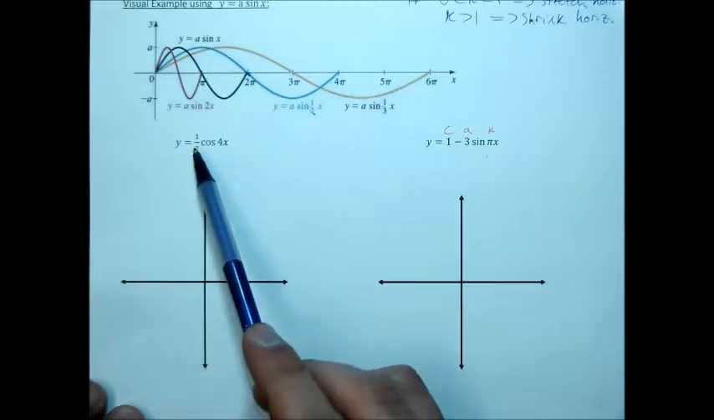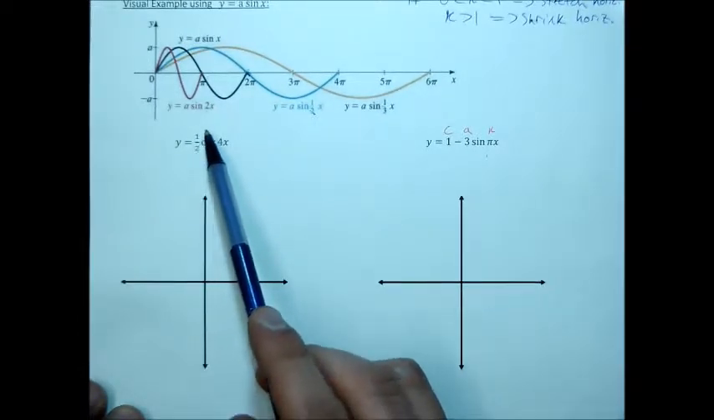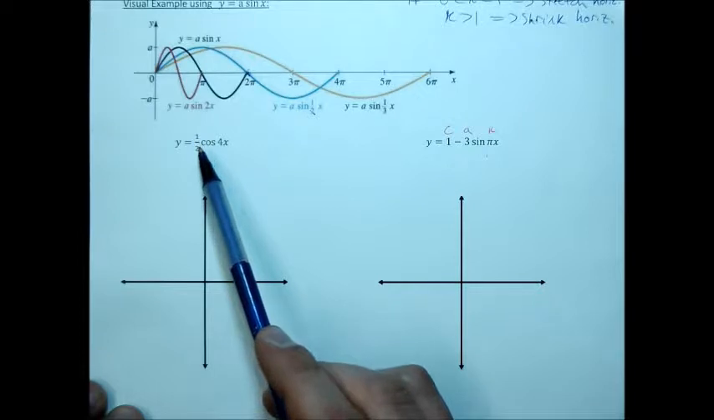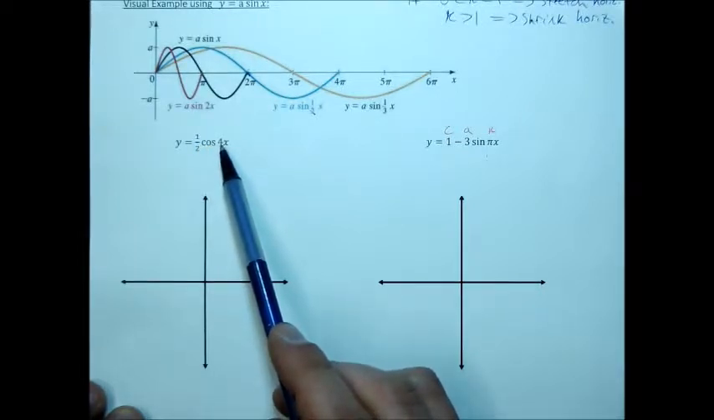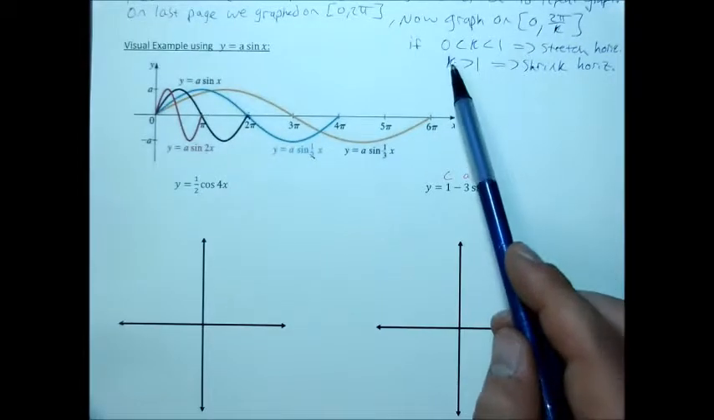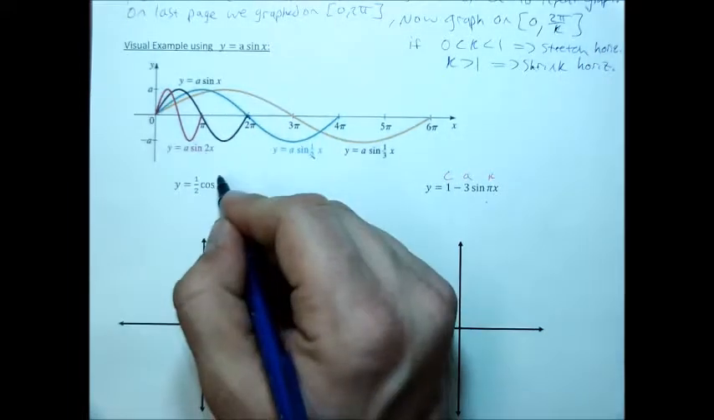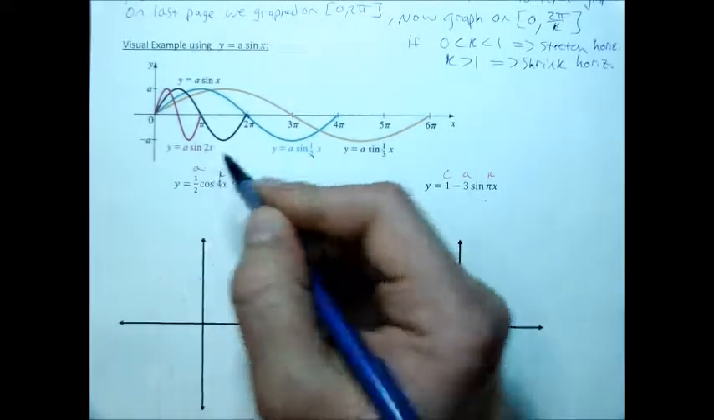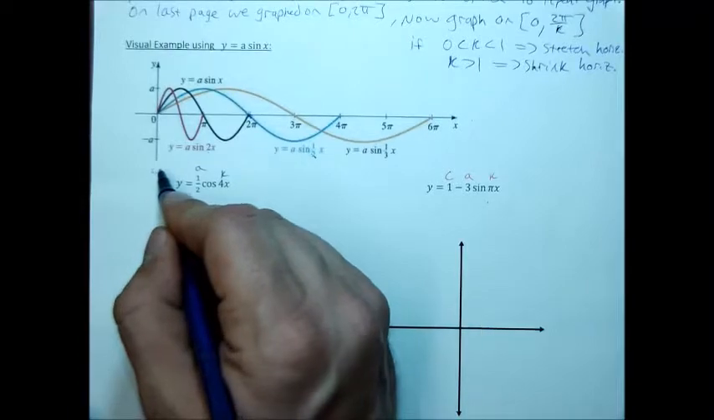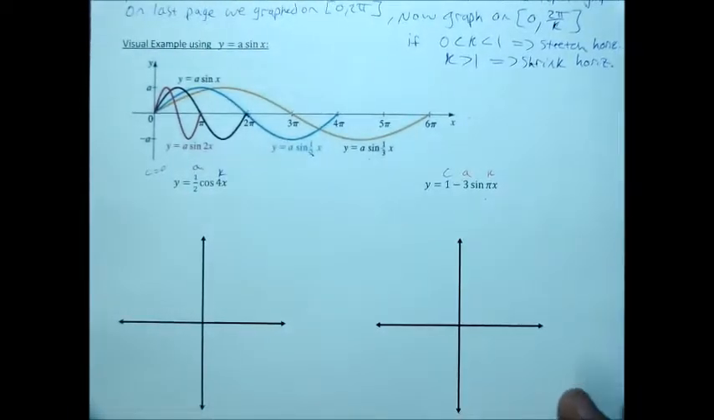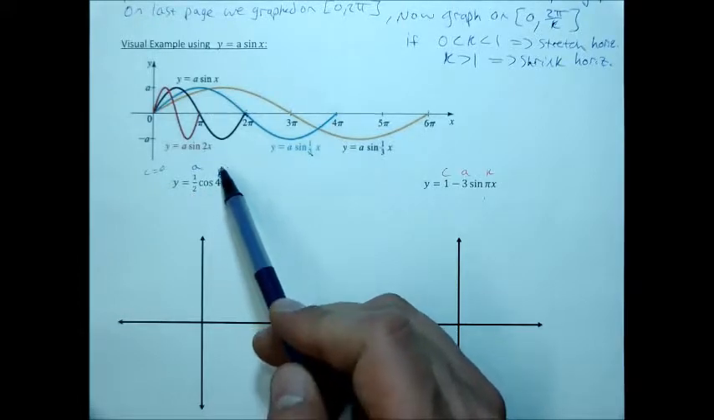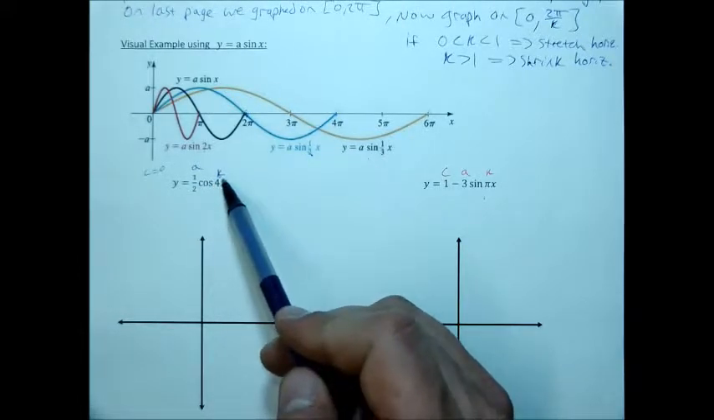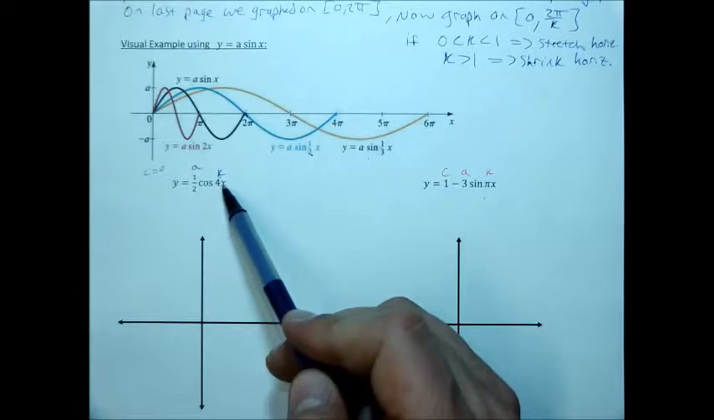So we've got this function. The 1/2 is something from the previous page. The 1/2 is a shrink. The 4 is a horizontal shrink, because k is bigger than 1. So this is my k, which is 4, and my a is 1/2. And my c, obviously, is 0. There's no c. And so we're taking the cosine graph, we're shrinking it vertically by 1/2, and then we're shrinking it by a factor of 4 horizontally.